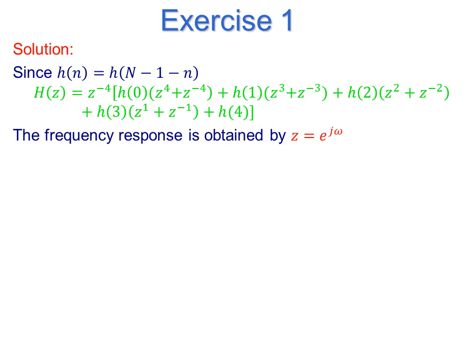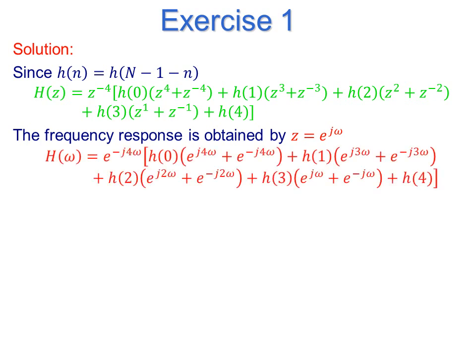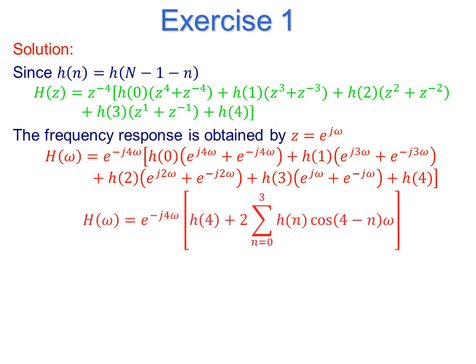And its corresponding frequency response can be obtained simply by replacing z with e raised to j omega. So this equation can be expressed in frequency form, that is, H(omega), and this can be separated out as a magnitude and the phase. So the magnitude, mod of H(omega), is equal to h(4) plus 2 times the summation over the range from 0 to 3 of h(n) cos of (4 minus n) omega. This square bracket indicates the Fourier transform of the given filter, and it is multiplied by e raised to minus j theta of omega.